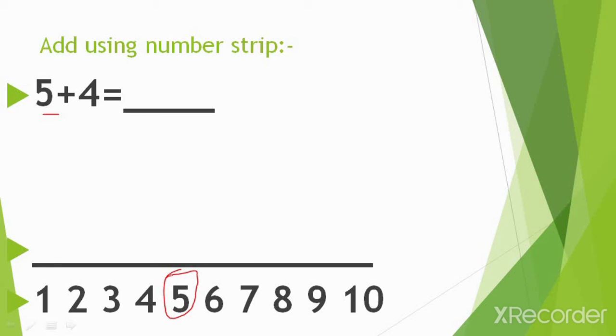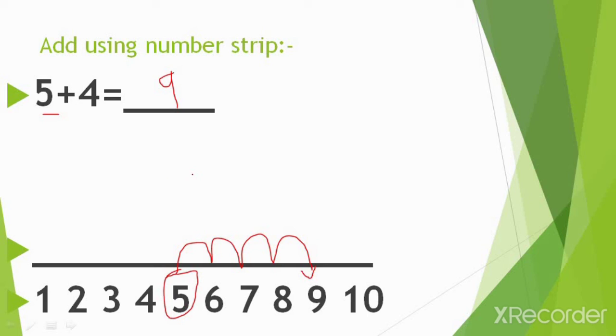Now what should we do? We should move 4 steps forward, which means 4 steps to the right side. Look, this is the right side. Okay? 1, 2, 3. Should I stop? No. 4. Yes, we reach our destination, which is number 9. So what should I do now? I should write number 9 in the given box. Okay?